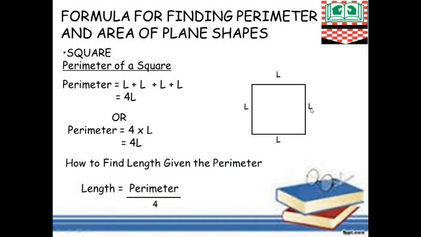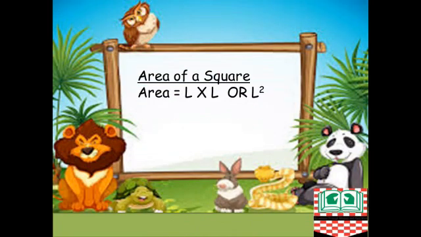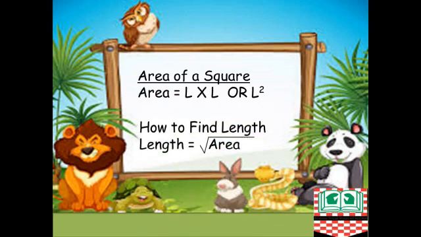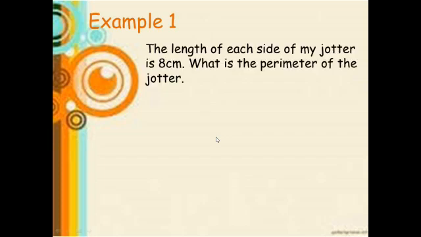What if you have the perimeter and you are asked to find the length? The formula will be length equals perimeter divided by 4. Now, area of square. To find the area of a square, our formula is length times length, or length square. But if you have the area and you are asked to find the length, your length equals square root of area, because the opposite of square is what? Square root.